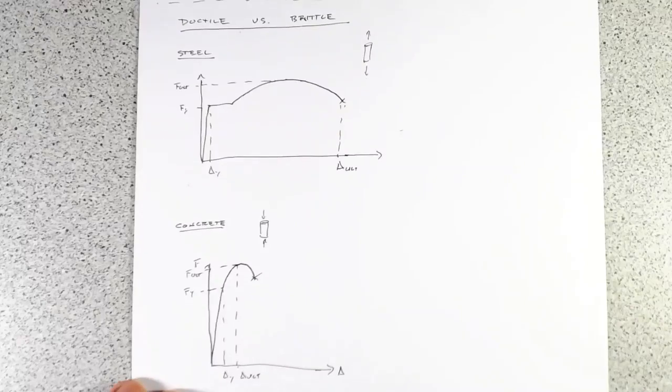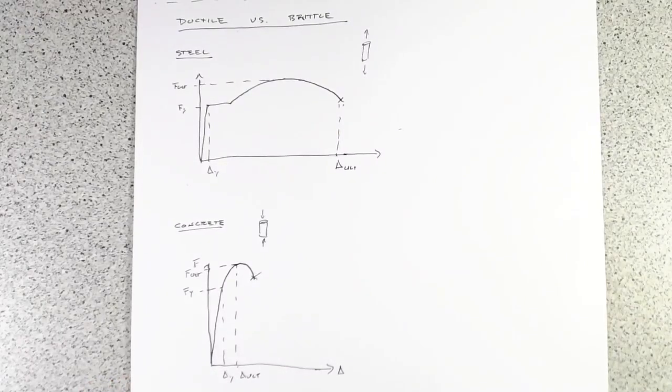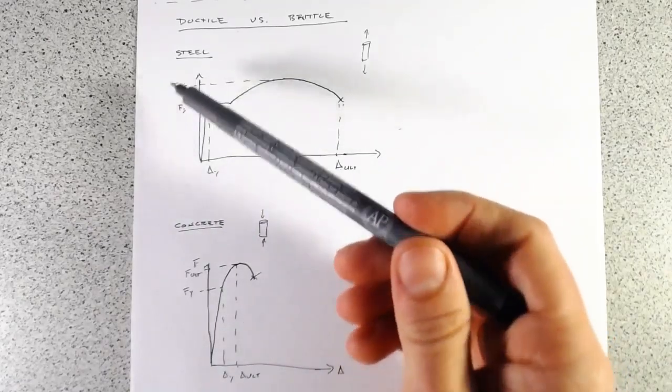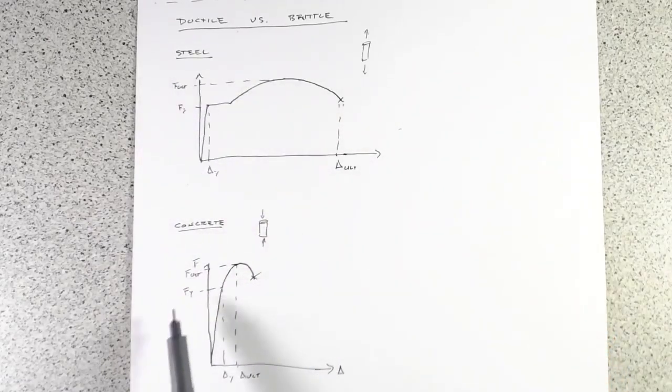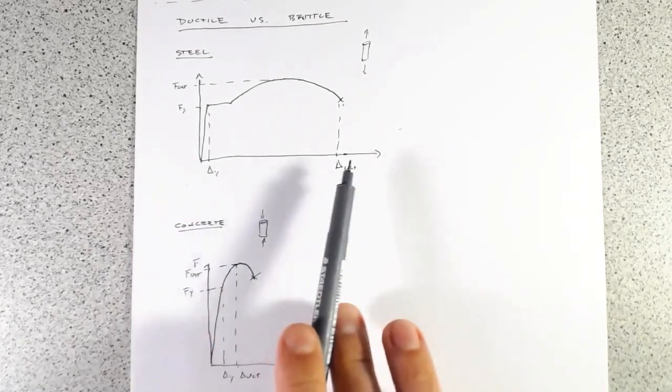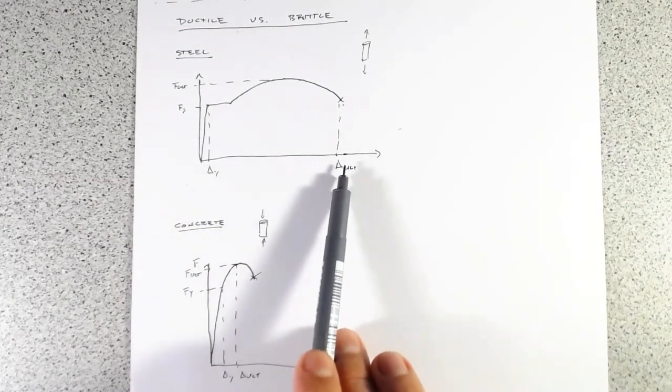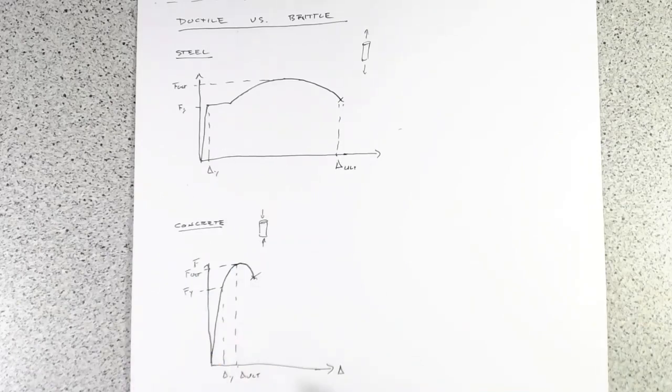And then you've got the delta ultimate. So let's just take a quick pause and talk about what our difference is here. For our steel, if we look at the relative differences between our yield and our ultimate forces, they don't look too terribly different. But where our really big differences come in is when we look at our deformations. So for steel, look at the difference between our ultimate displacement and our yield displacement, versus concrete, where our ultimate displacement is really close to the yield.